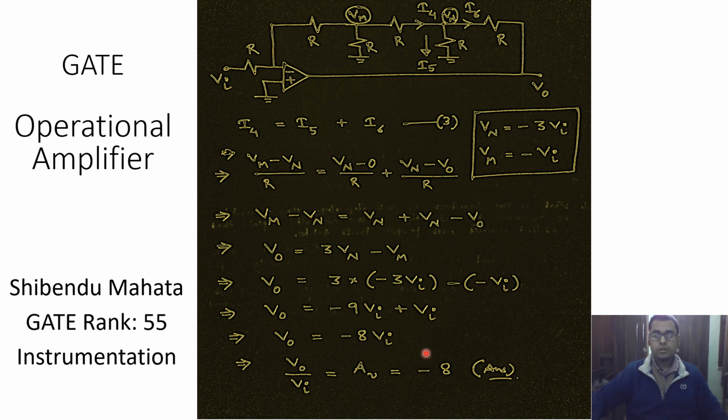Now because the question wanted the answer to be in the form of V0 by Vi, which is the voltage gain of this particular op-amp circuit, it turns out that the answer to this problem is negative 8.